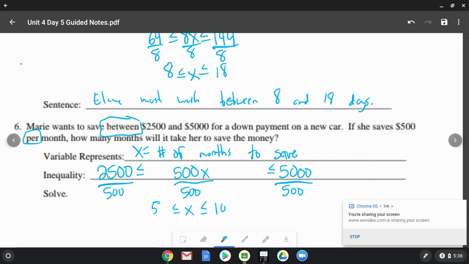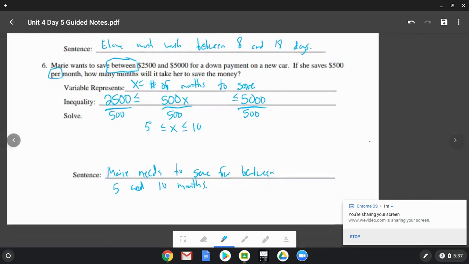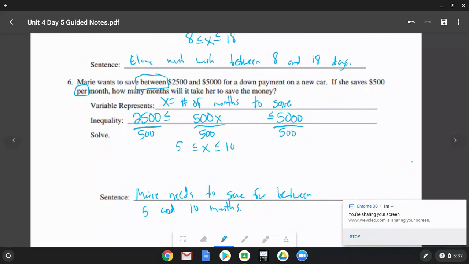So in the end, we can say Marie needs to save for between 5 and 10 months. So that's it for number 6. Let's go on to the next page. Pause it if you need more time.